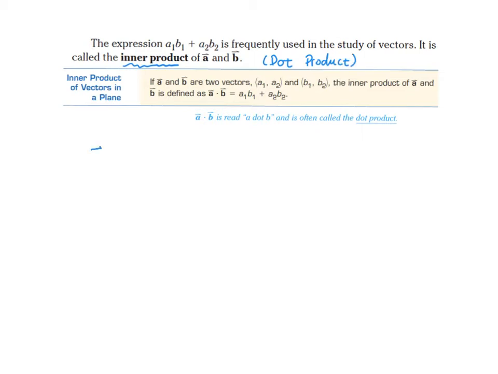The formula for dot product A dot B is right here. When you are given two vectors a1, a2 and b1, b2, you're multiplying the x together plus the y together. So for example, I want to find the dot product of (-2, 3) with (4, -5).